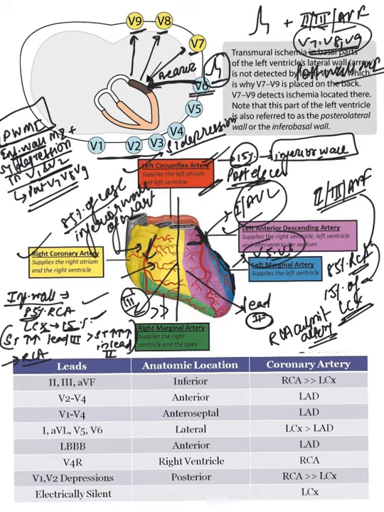And if ST elevation in lead 2 is bigger than the ST elevation in lead 3, then lead 2 is closer to LCX, so then LCX is our culprit artery. So that's how we can understand whether it is the RCA or the LCX.